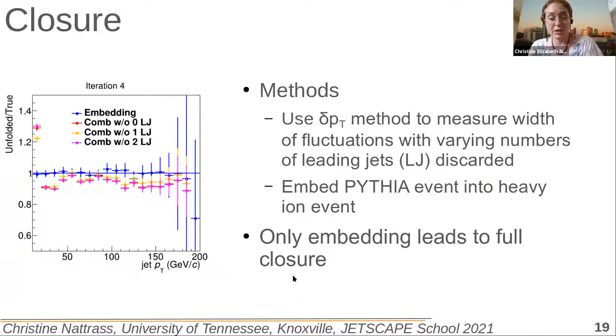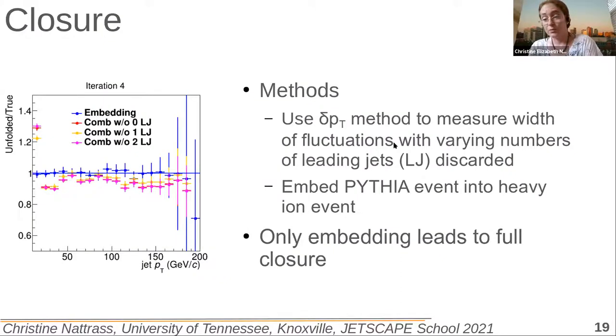And we did a closure test, and here you can see the unfolded answer over the truth. So what we did is that we mixed a Pythia event in with a heavy ion event, and we made sure that we added the same number of jets as we had in the Pythia event. And then the different methods, one method was to use the delta PT method used by Elise to measure the fluctuations and use that to get the response matrix.